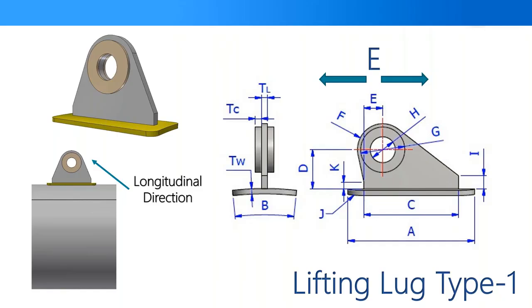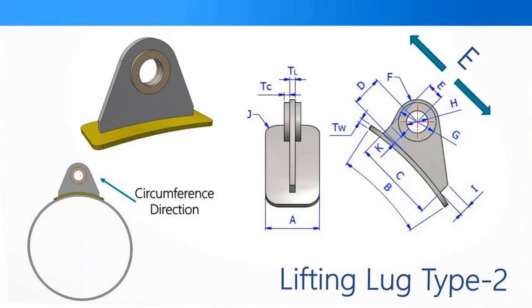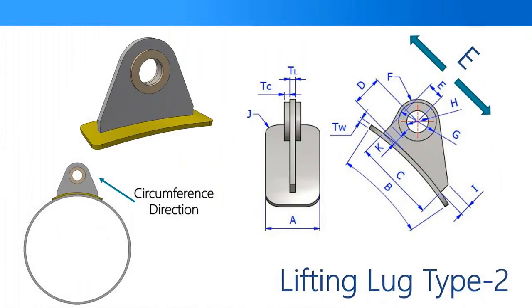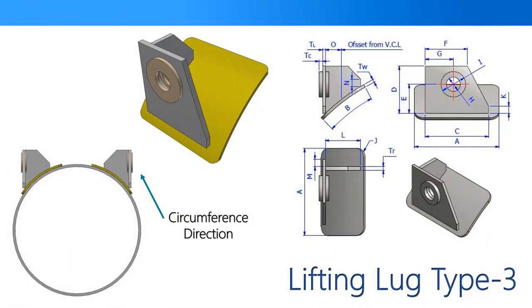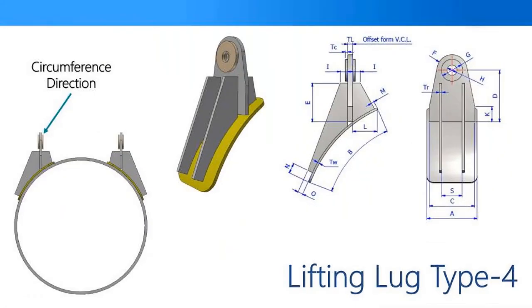You have the ability to add coolers and wear plate. The same for the other lifting lugs, this one for circumference direction. You have the ability to add wear plate, coolers, stiffening grips or not, so it's optional, so it will give you a variety in selection. This type of lifting lug is usually used in large diameter horizontal vessels.